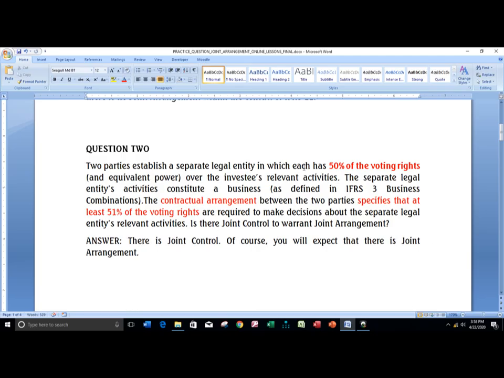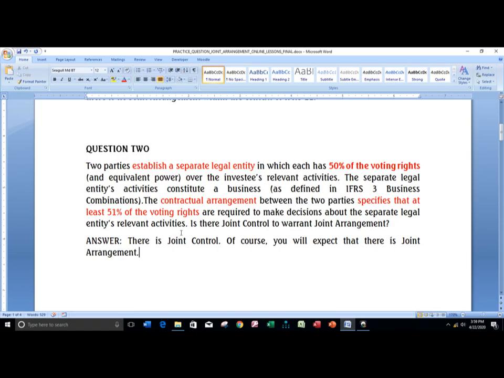So, another thing I want us to really have in this question is, as a separate entity, once the two establish a separate legal entity, you remember what IFRS 11 says about having a separate vehicle? Once there's a separate vehicle, what type of joint arrangement would this be? The type of arrangement that will be is joint what? Operations? No, no, no. It's not joint operation. It is joint venture.